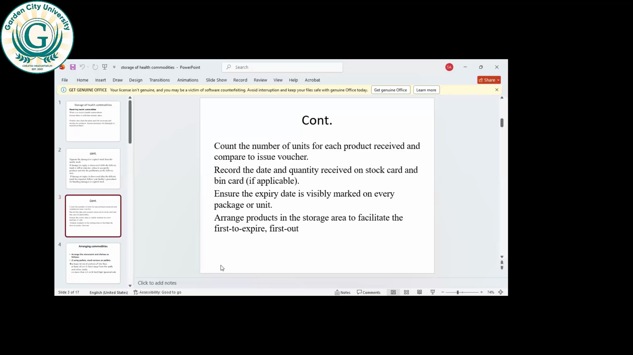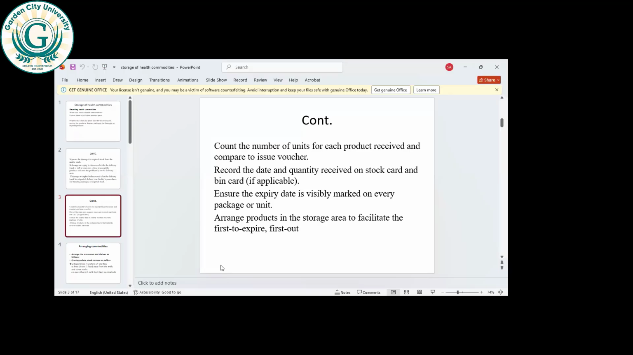You arrange product in the storage area to facilitate the first to expire, first out policy. So this time around, under this one, you don't follow the FIFO, the first in, first out policy. We are going by first to expire, first out.